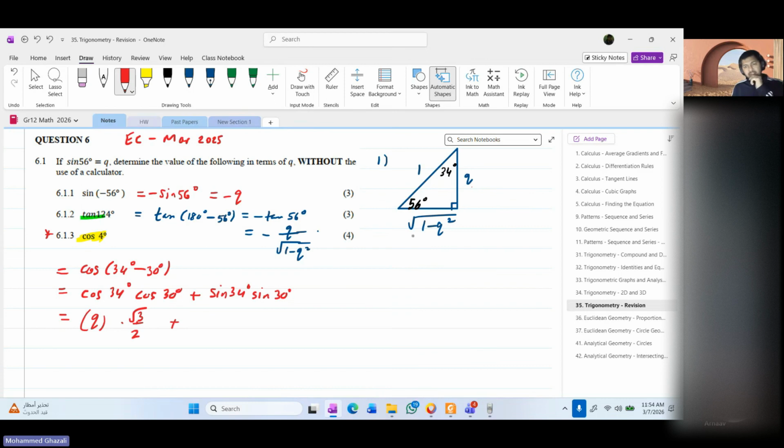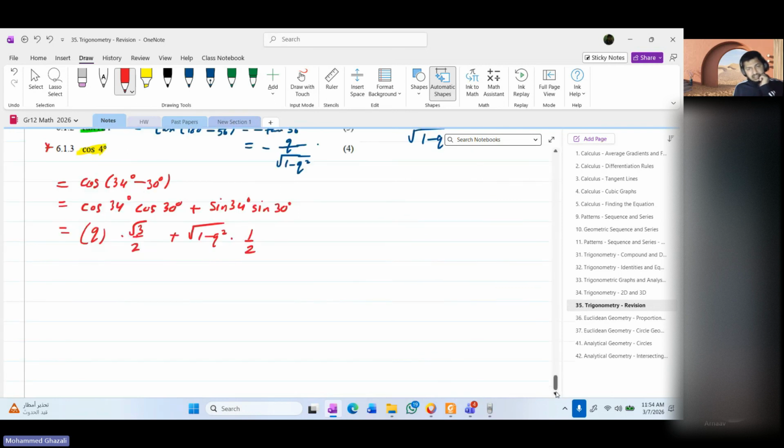Sine of 34 is the square root of 1 minus q squared. And sine 30 is half. Now you can take the same LCD and write it over the entire thing. The same LCD is just 2. So root 3 q plus the square root of 1 minus q squared, all over 2. Well, you can't simplify that. So that's your answer in terms of q.